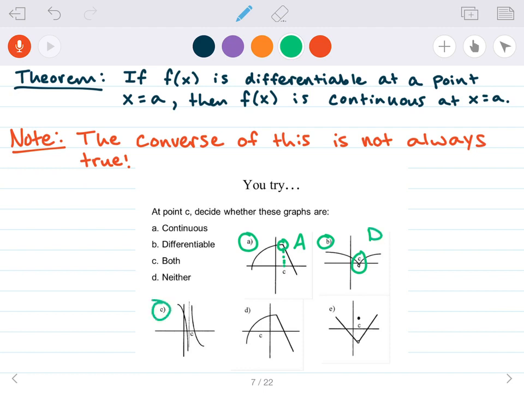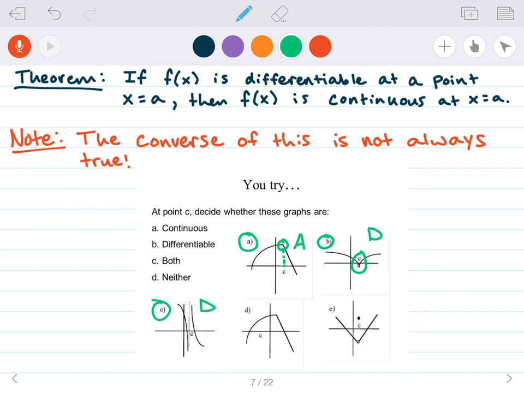All right, what about this one? So at c, it appears that there's an asymptote. So we know it's not continuous there. And it's not differentiable there because the curve gets arbitrarily close to it, but it's never going to cross it. And so again, this is going to be D. It's neither differentiable nor continuous at c.